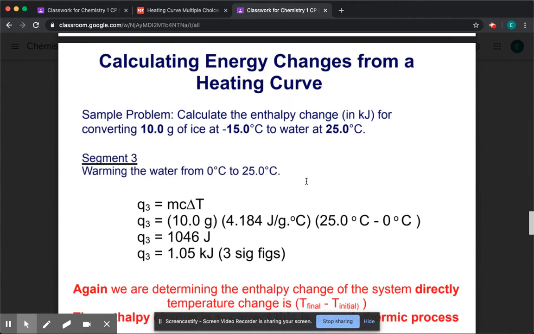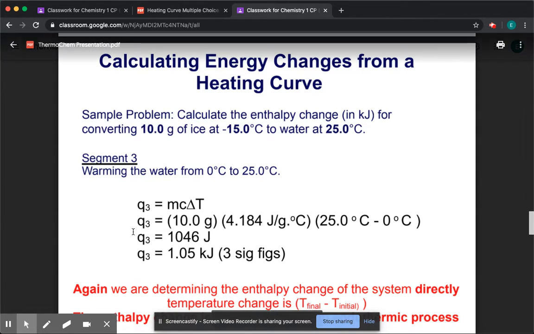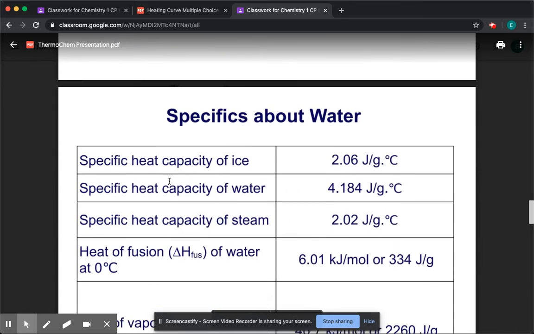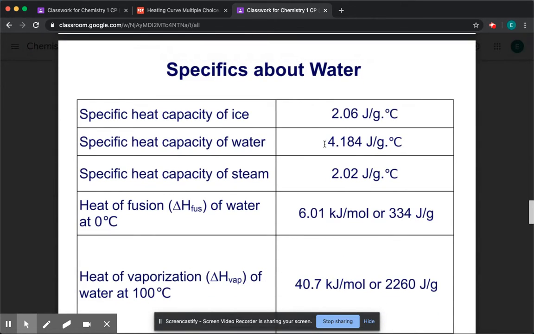And now the last step, now we need to heat up the water. Now we're in liquid water and we need to go from 0 to 25 degrees. Use the equation one more time. The mass is still 10, but this time notice we're using a different heat capacity. Okay, we're not using the 2.06 because now we're in liquid water. So now we have to use the liquid water heat capacity, which is 4.184.